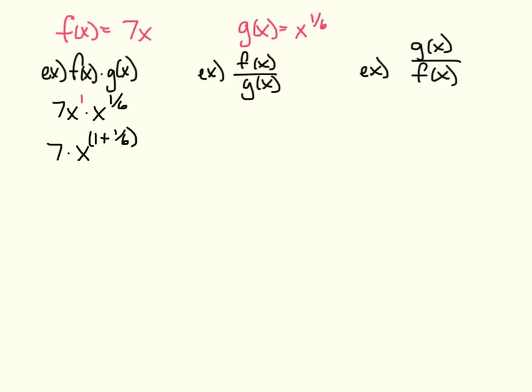Okay, now to add fractions, I need a common denominator. This is 1/6. How many sixths is in a whole? Like 6/6 makes a whole, right? If this is one piece of the pie, there'd be 6 total pieces in the pie. So we have 7 times x to the 6/6 plus 1/6. So that's 7x to the 7/6.